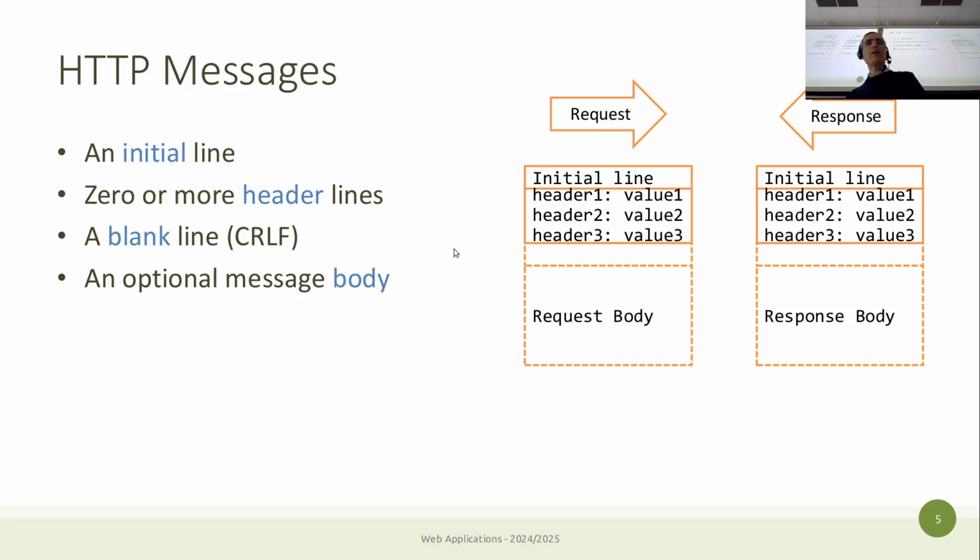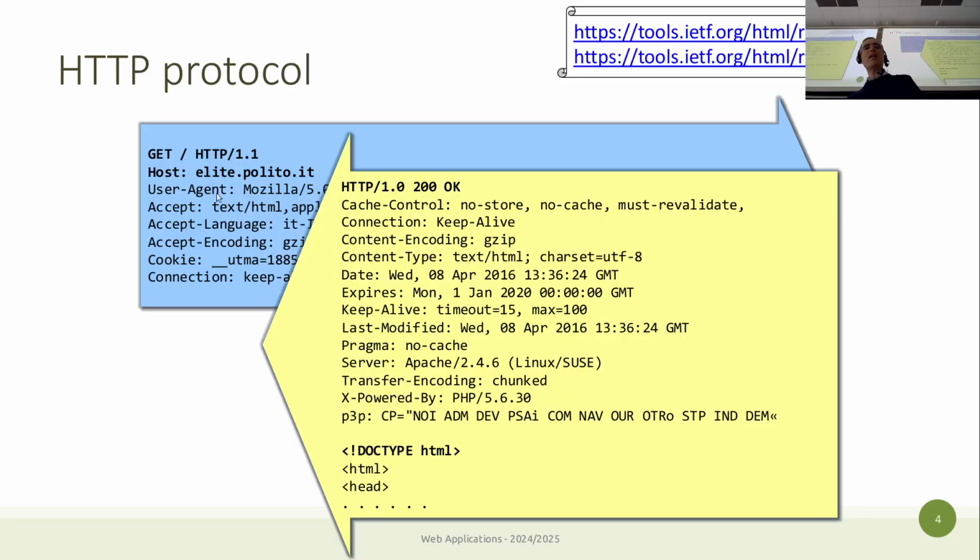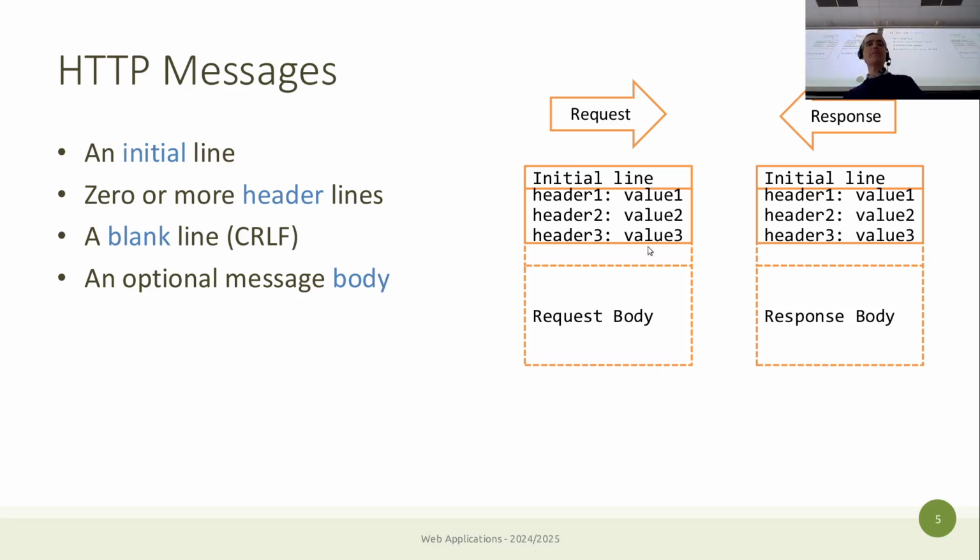And then there are headers, as you saw here, quite a number of headers depending on the software that you use to make a request and response. There's an empty blank line, CRLF, so there are two characters to make the new line short. And then there's the body, and you see the dashed line. It means it can be optional depending on what we are going to do.